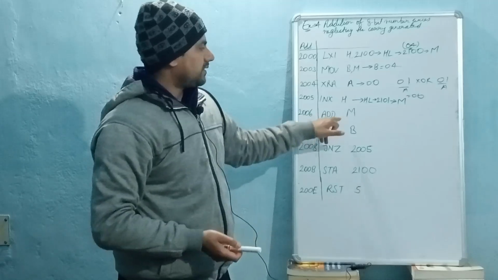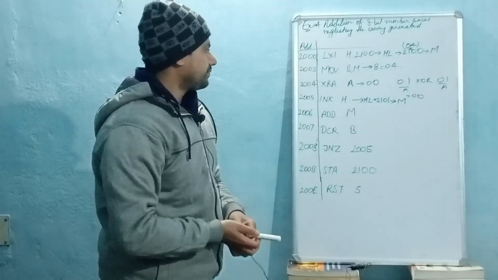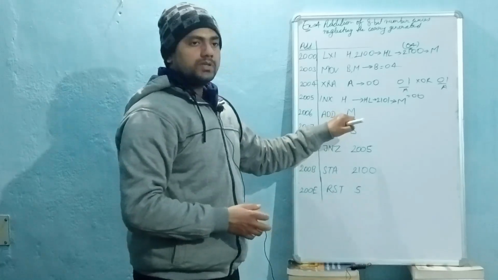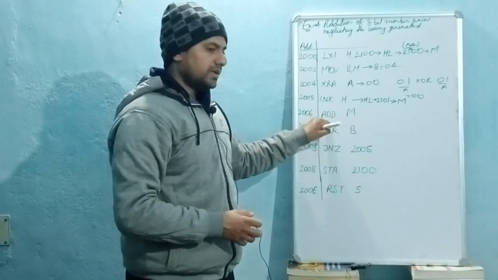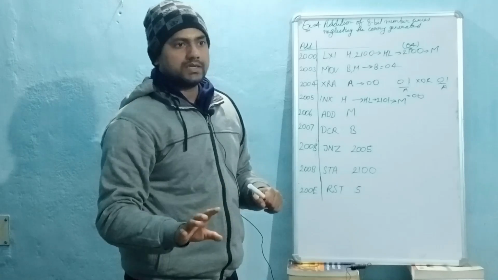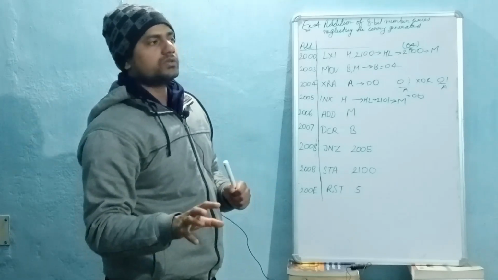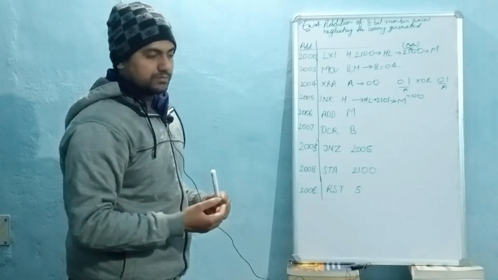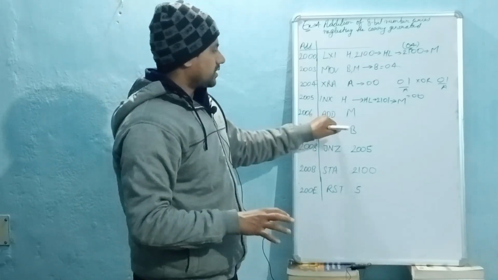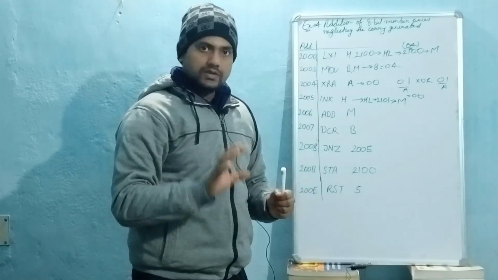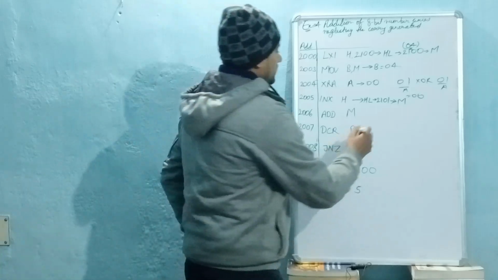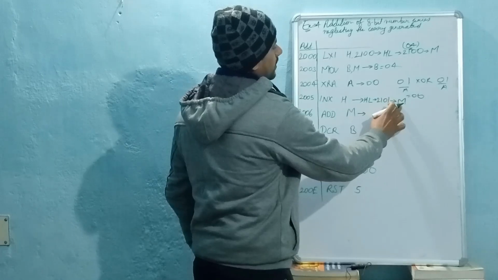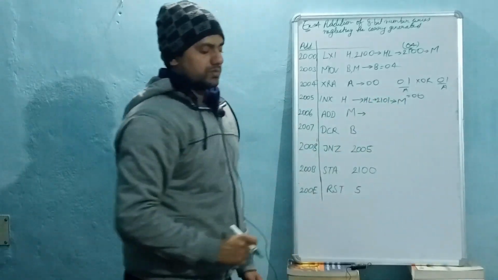Next instruction that is given is ADD M. This instruction is to add the content of the memory with the content of the accumulator, neglecting the carry. It means the carry is not going to be considered here; in this instruction the carry is ignored. So that's why here what we will get in M is at 2101.